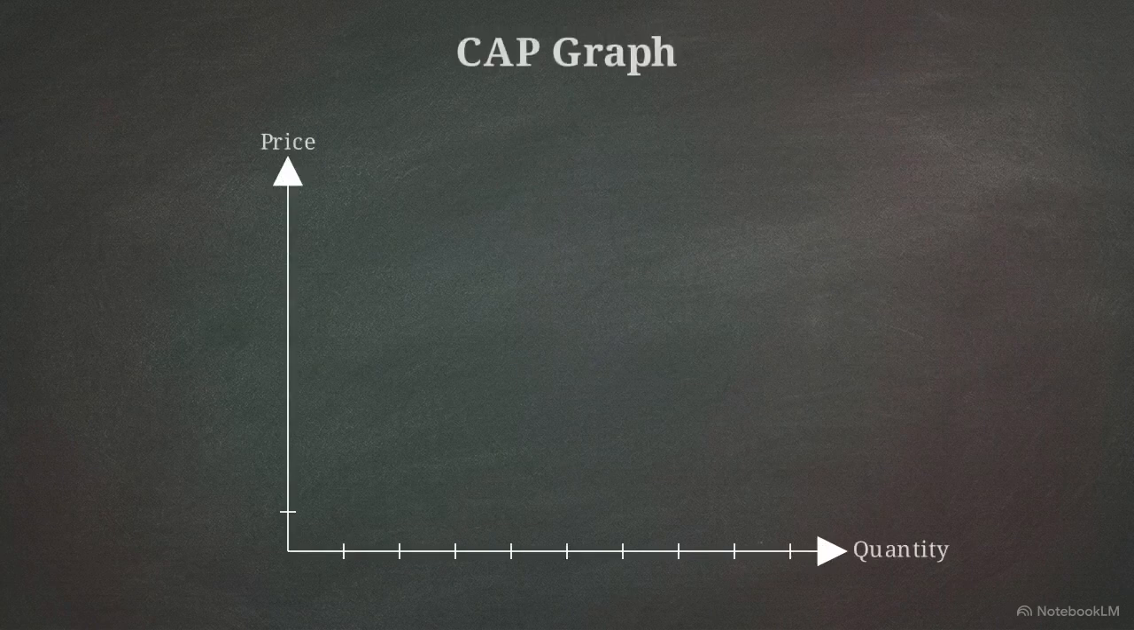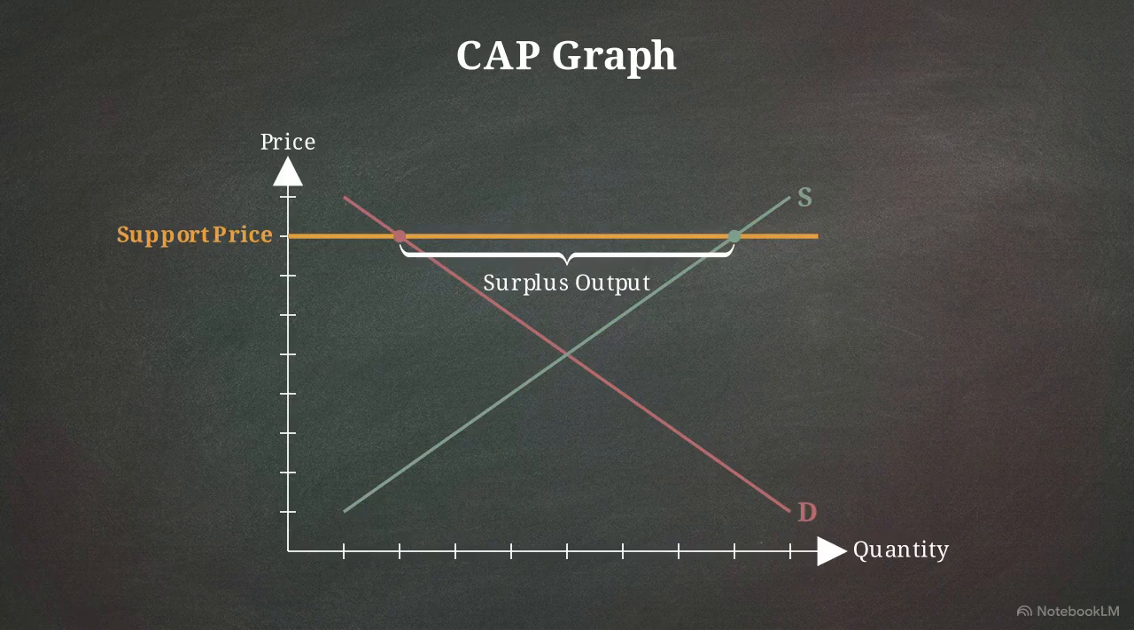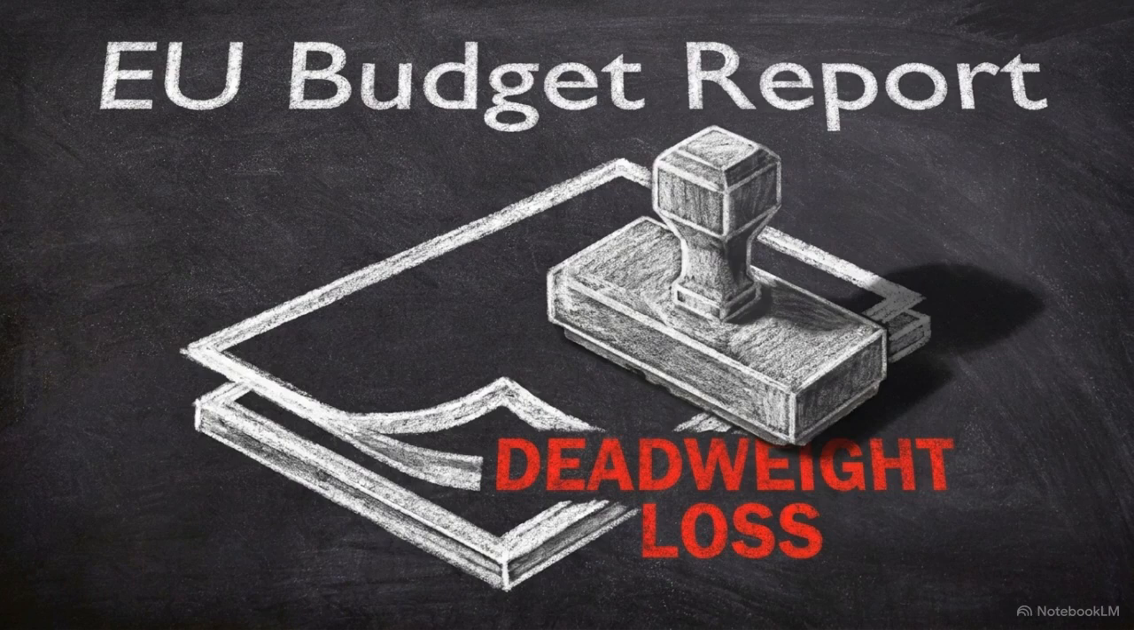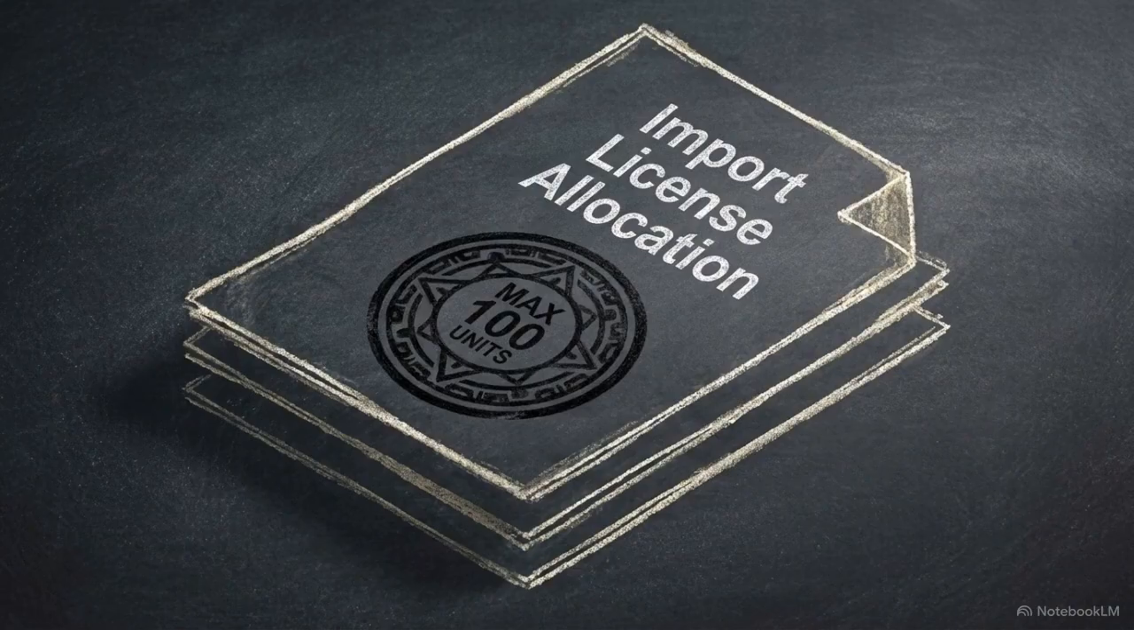Look at the CAP graph. The support price was set far above free trade equilibrium, creating a massive gap of surplus output. To dispose of rotting stockpiles, the EU implemented aggressive export subsidies, simply to dump goods onto the global market. The financial cost of this distortion was significant. Tens of billions of taxpayer euros were spent annually to maintain the artificial prices and pay for the disposal of the resulting surplus. When governments attempt to defy market equilibrium by guaranteeing high producer prices, they lock themselves into subsidizing persistent deadweight losses.